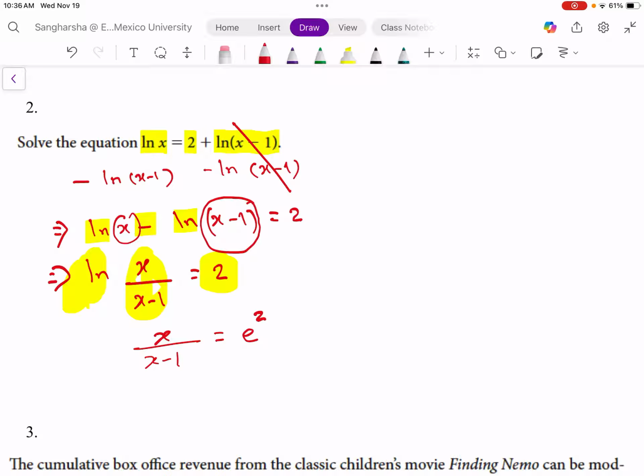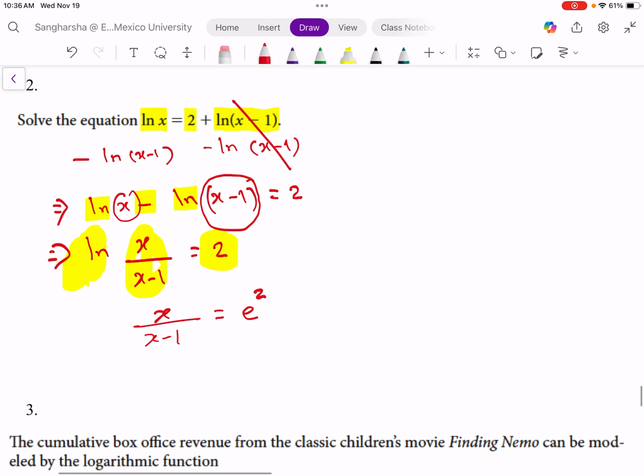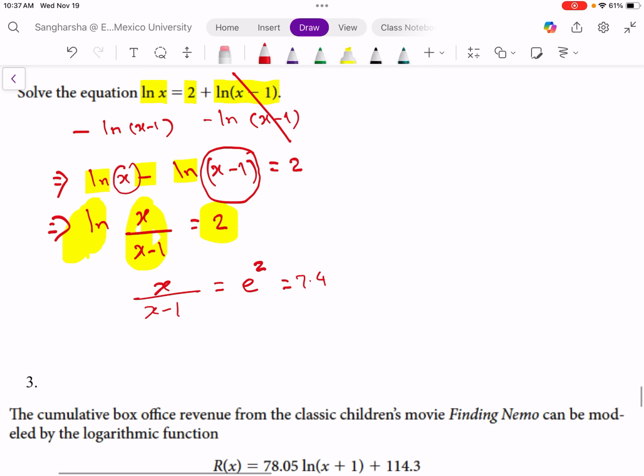And e squared is a number, okay? If you want to use a number instead of e squared, use your calculator, find e squared, and it gives you a number. Or you can keep e squared as it is. I think if we use a number, it's going to be easier for you. So can you find the value of e squared? What is e times e? Use your calculator, there is an e key. Multiply e times e, and we get 7.38. So let me use 7.4. Our e squared is 7.4.